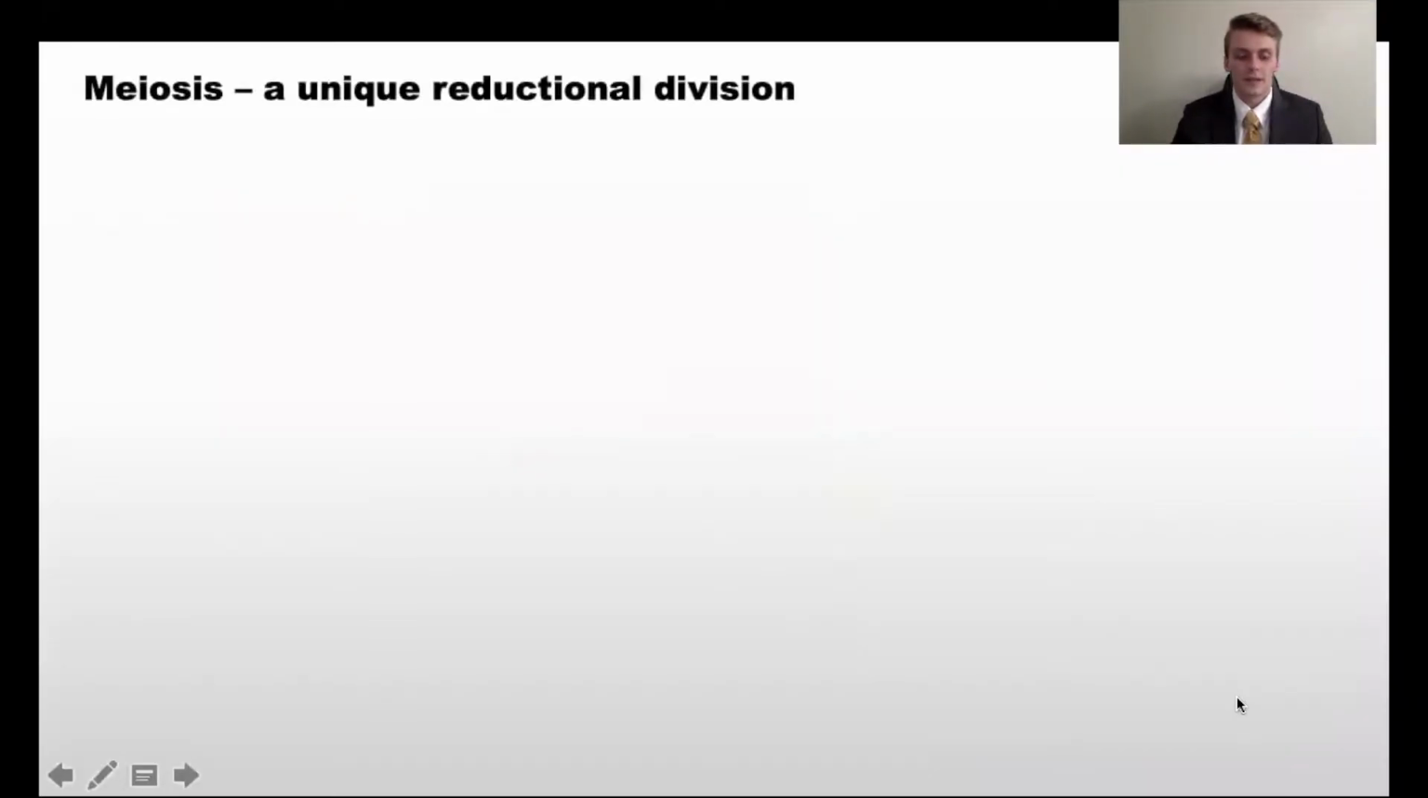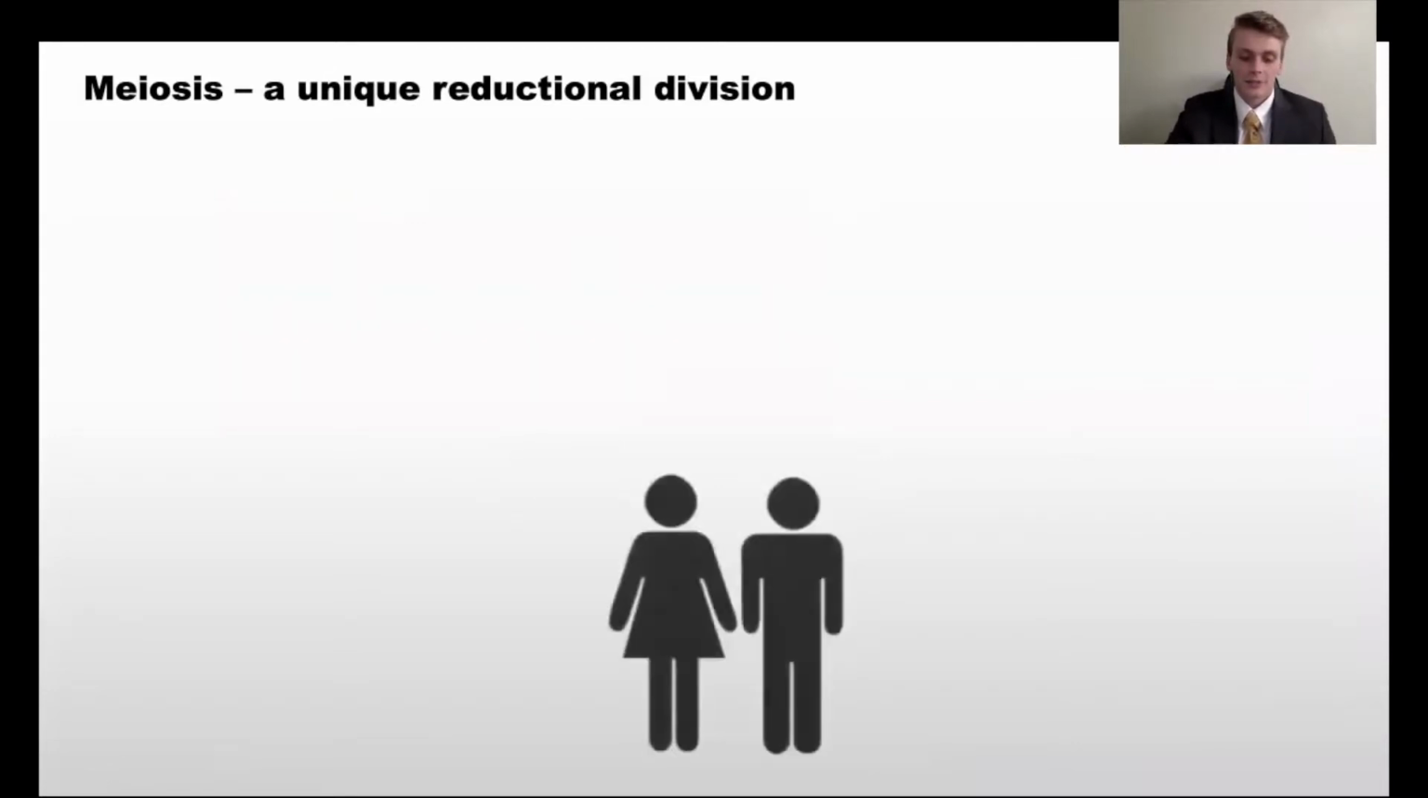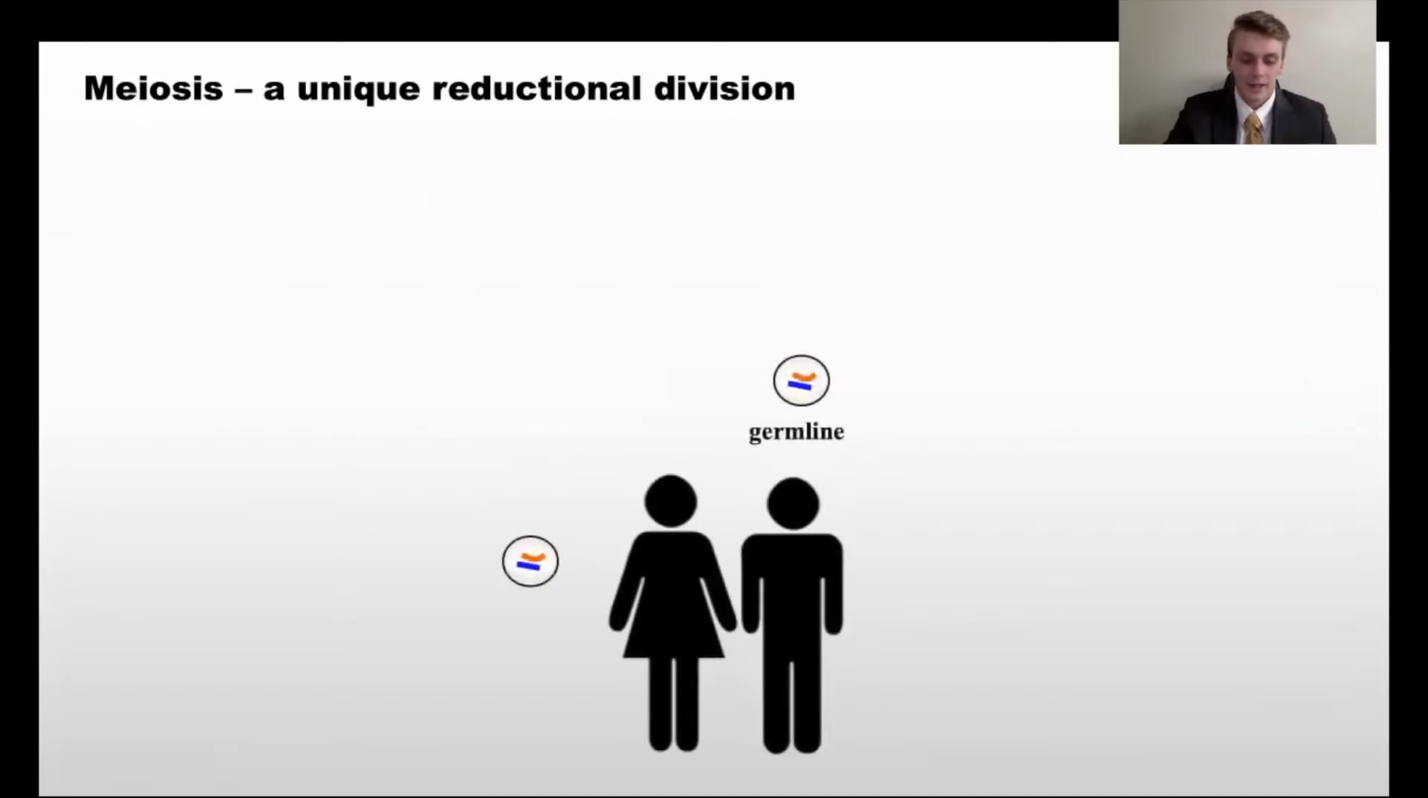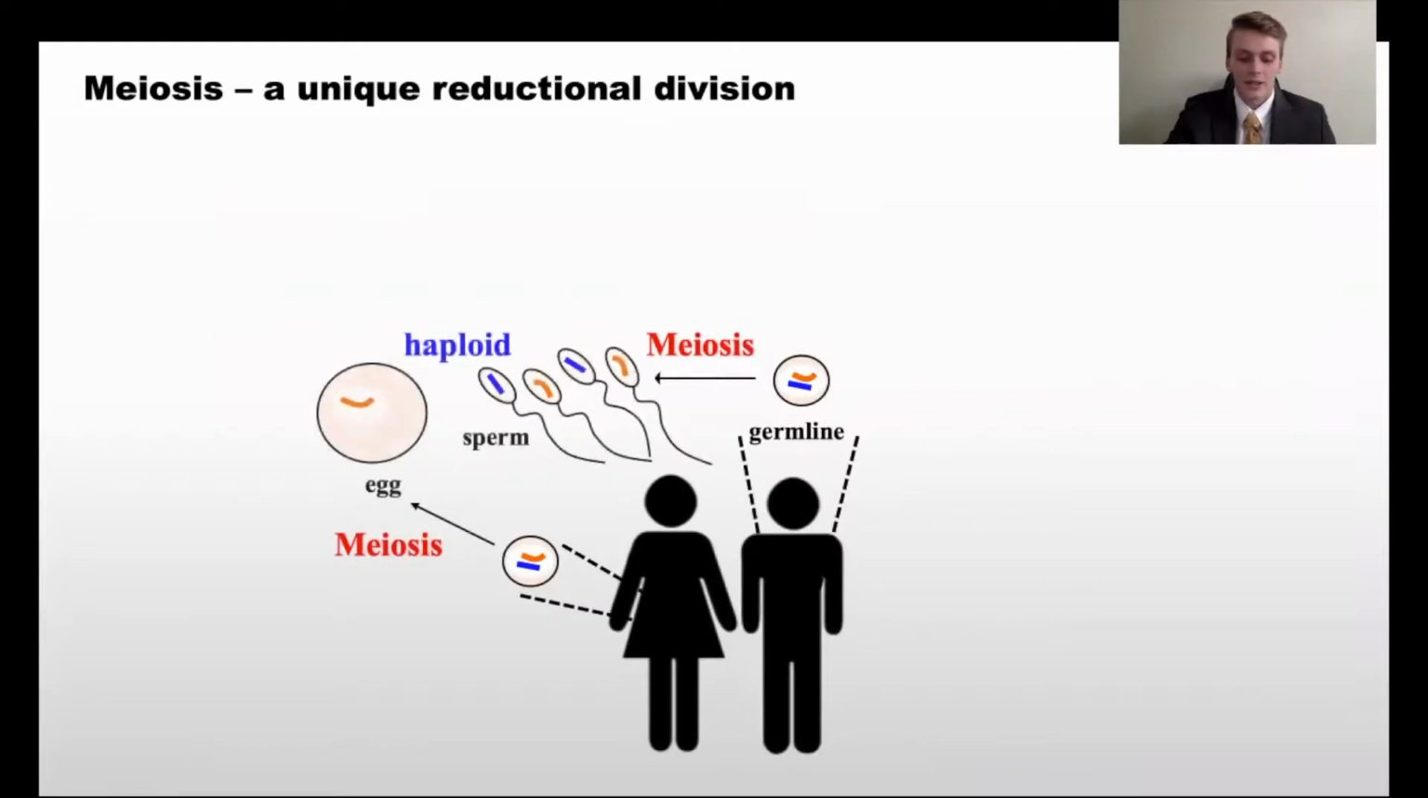So what is meiosis exactly? Meiosis, simply put, is the process in which cells divide to create haploid gametes, or sperm and eggs. One of the main ideas I'd like you to walk away from the slide with is the fact that meiosis is distinct from other types of cell divisions.